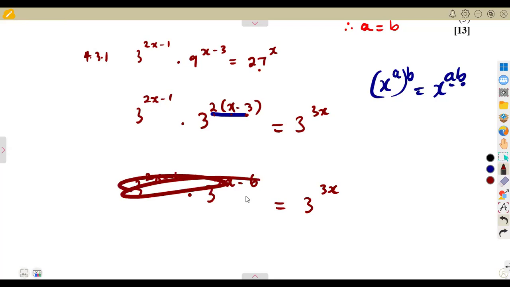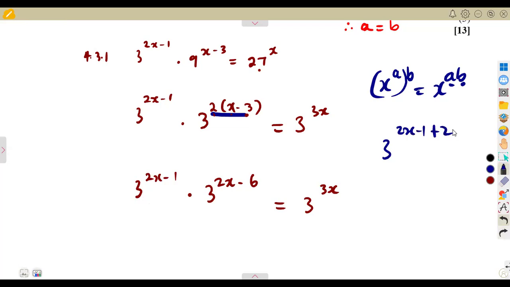With this part, we can combine this to be a single number. How? Remember that if the bases are the same and you are multiplying like this, you are going to add exponents. So we are simply adding 3 to the exponent of 2x minus 1 plus 2x minus 6. Remember addition, there's no need for us to have the brackets. So 2x plus 2x is going to give us 4x, and minus 1 minus 6 is minus 7 on your calculator. This is 3 to the exponent of 3x.